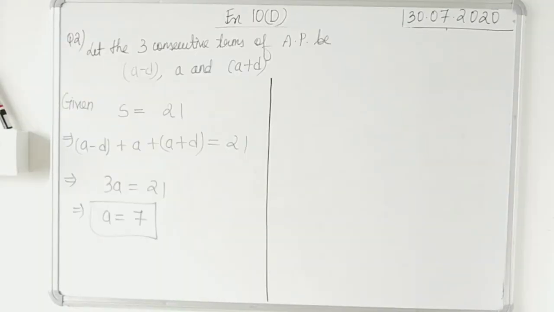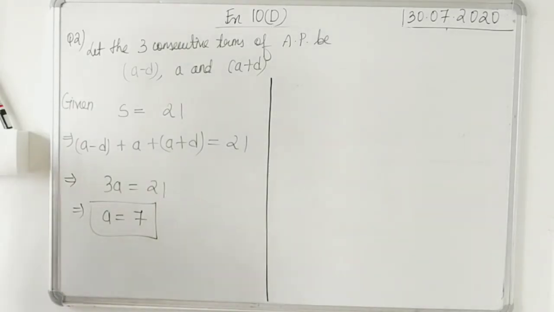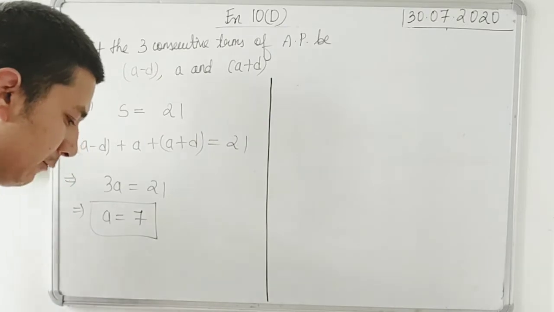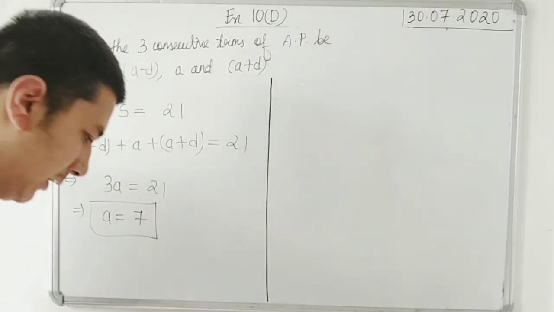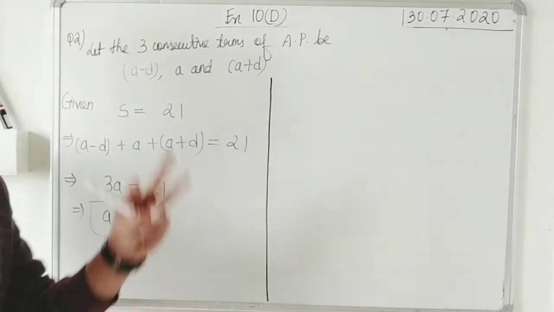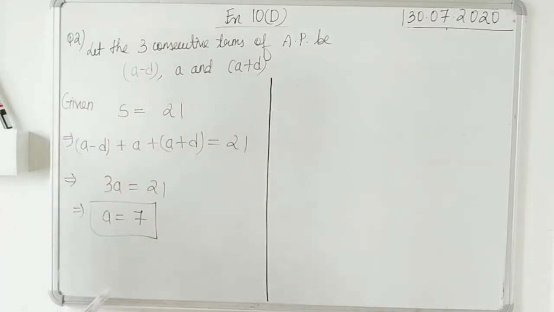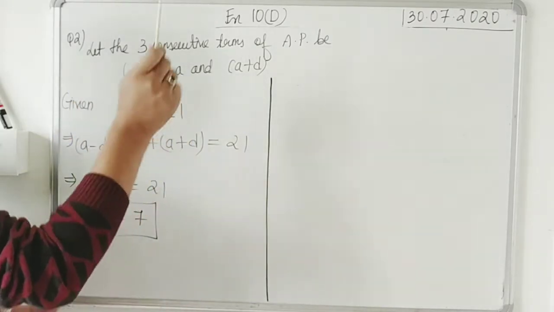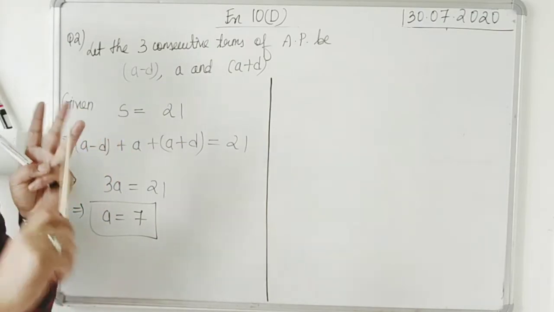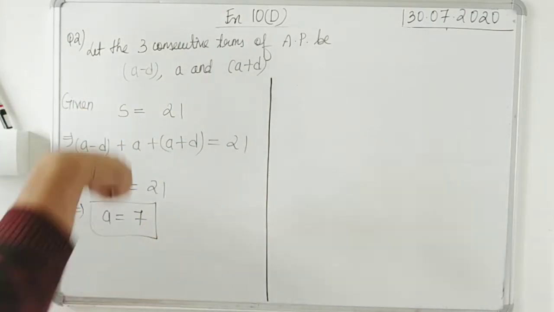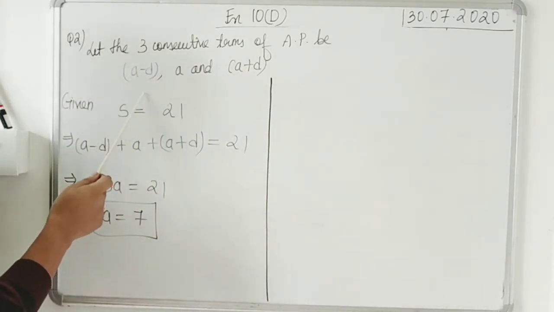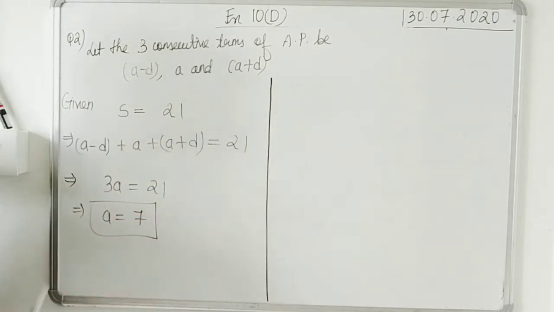Alright, let us proceed. So now we are moving to question number 2. A similar type of question is given to us. Please read the question. The sum of 3 consecutive terms of AP is 21. Can you see the word again? 3 consecutive terms of AP. The moment you see 3 consecutive terms of AP, the formula will be, let the 3 numbers be A minus D, A, A plus D.